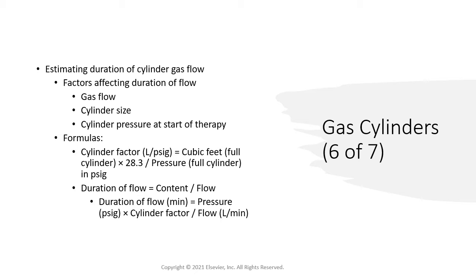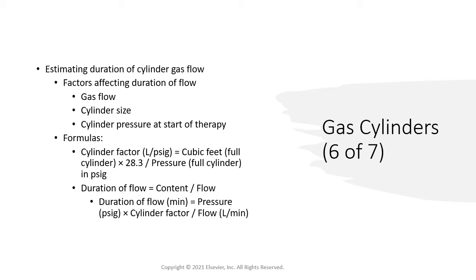Estimating duration of cylinder gas flow. When a cylinder of therapeutic gas is used, it's often necessary to predict how long the contents will last at a given flow. The duration of flow of a cylinder can be estimated if the following are known: the gas flow, so how much is going to the patient; the size of the cylinder, is it an H tank or an E tank; and the cylinder pressure at the start of therapy. So do you have a full tank, 2200 psig, 1800 psig, or maybe it's only half full, 1100 psig.